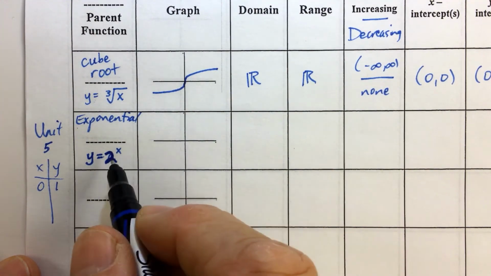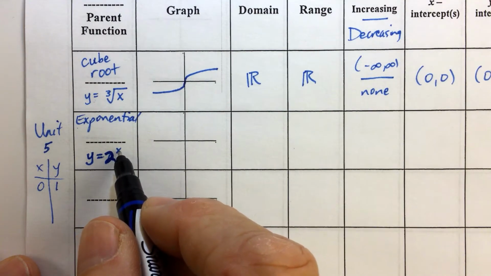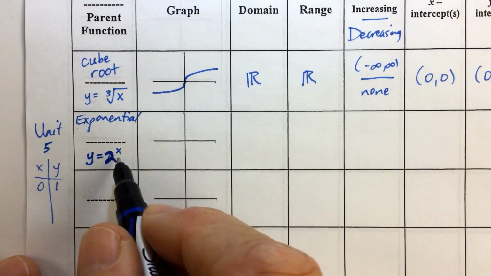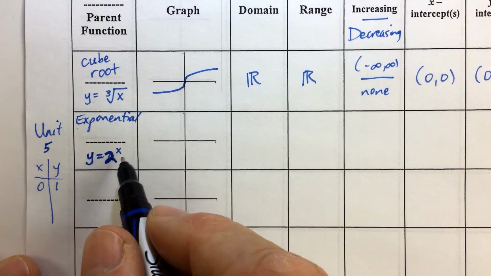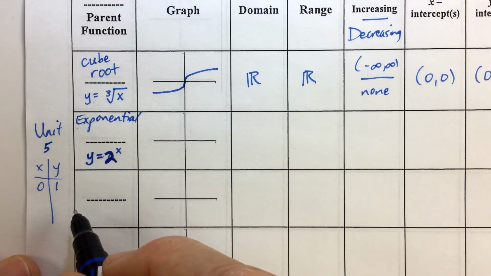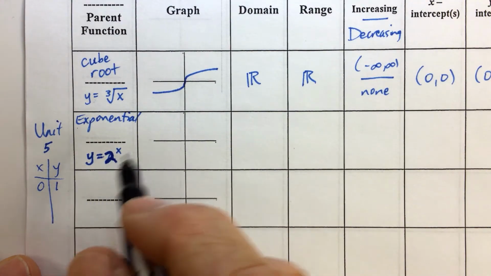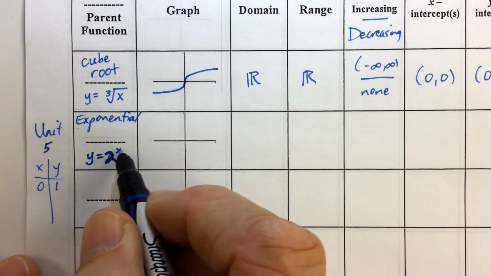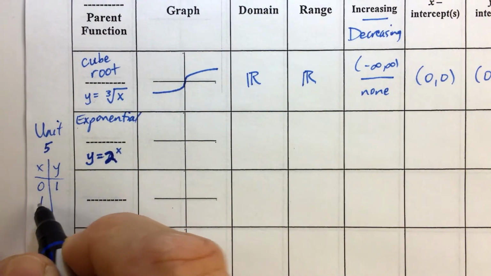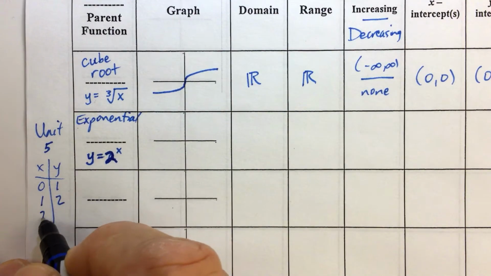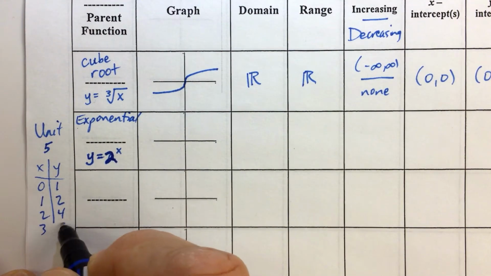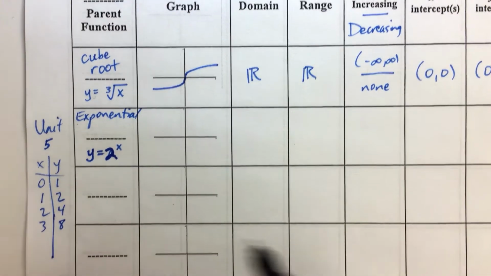it would be easy to figure out what the graph would look like as long as we would pick values for x and then figure out what the values for y would be. So let's go ahead and do that just to get an idea why the shape of the graph is what it is. So if we raise 2 to the 0 power, we get 1. If we raise 2 to the first power, we get 2. 2 to the second power is 4, and 2 to the third power is 8, and so on.